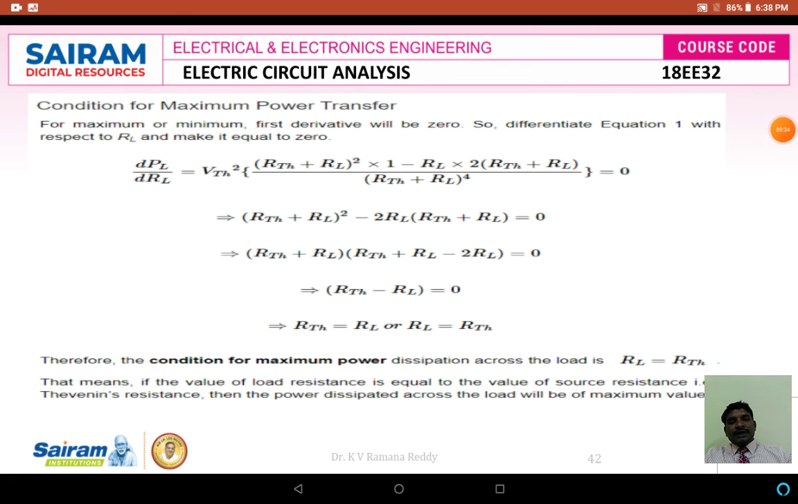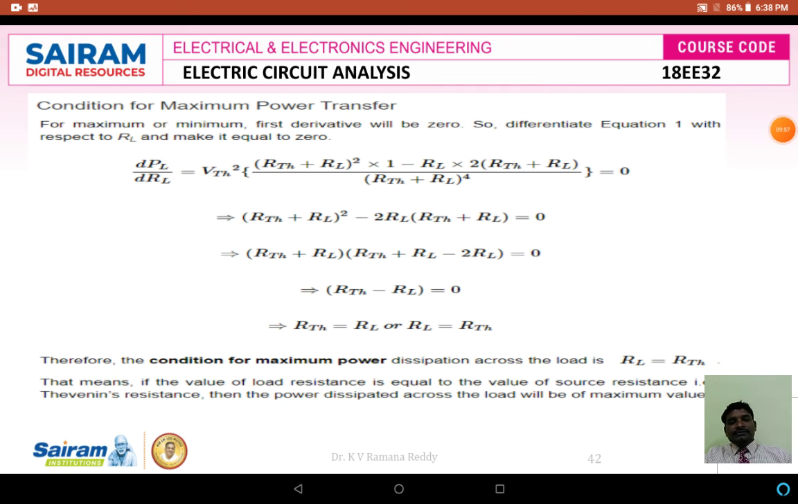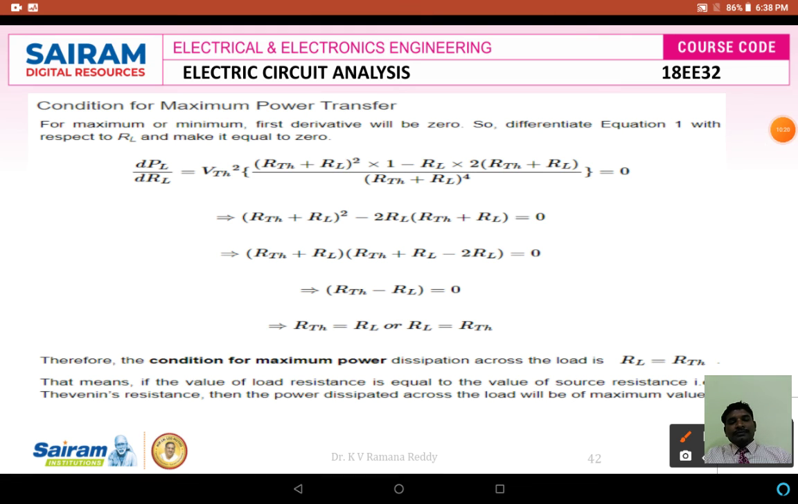Now for V into U dash, I again apply differentiation for Rth plus RL whole square, that is d by dRL of Rth plus RL whole square, which becomes 2 into Rth plus RL, and RL is already there. Then this is divided by Rth plus RL whole square to the power of 4, and it is equal to 0, because I am setting it to 0. Now I send the denominator to the other side, so the numerator is equal to 0: Rth plus RL whole square into 1, minus 2 into RL into Rth plus RL, is equal to 0.